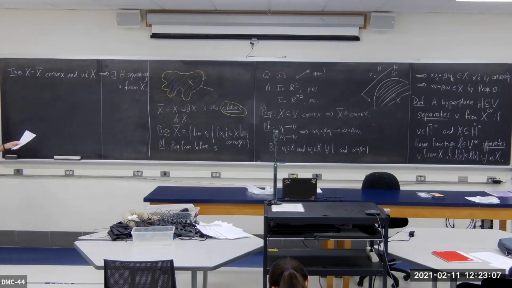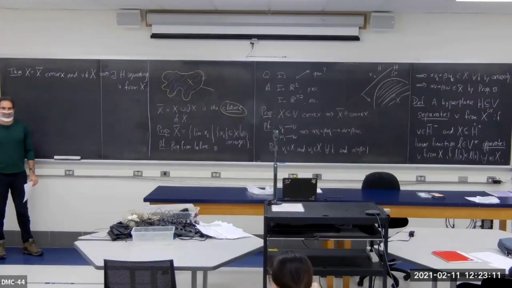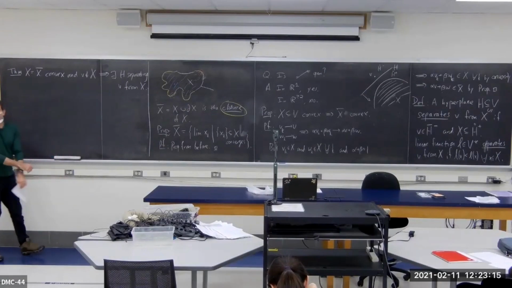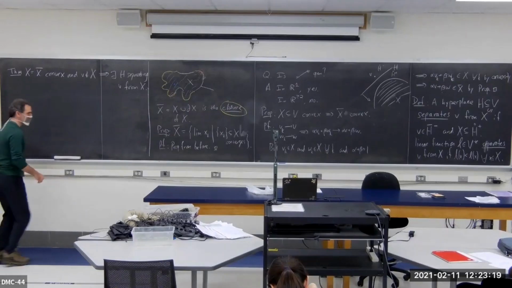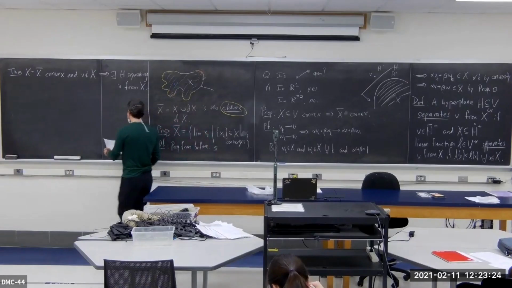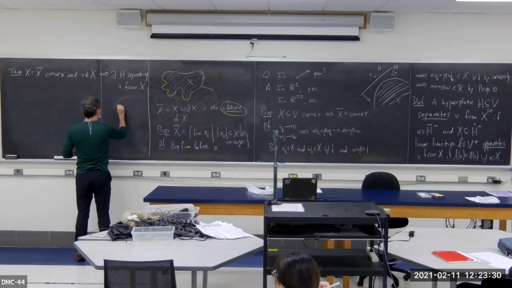Why do I need to assume that X is closed? Maybe worth thinking about that for a second. Yeah, because otherwise V could be a boundary point of X. So what would happen if V was a boundary point of X? That doesn't sound so bad, right? Let's make this like that. Make that V, make that X.